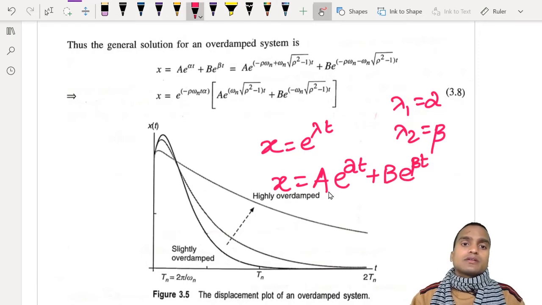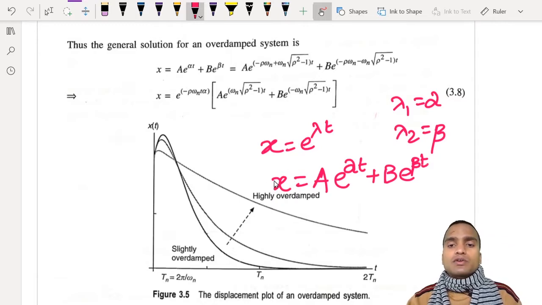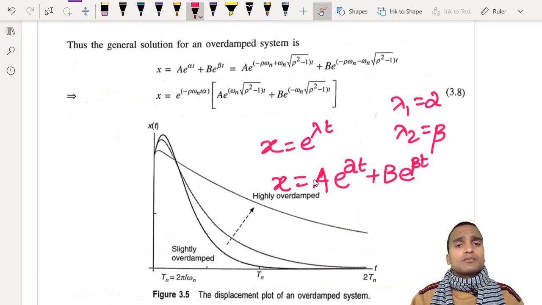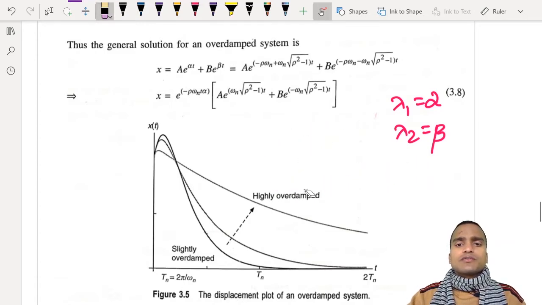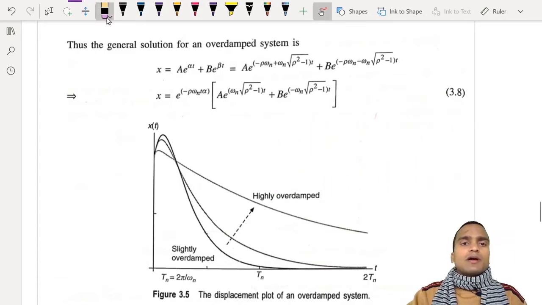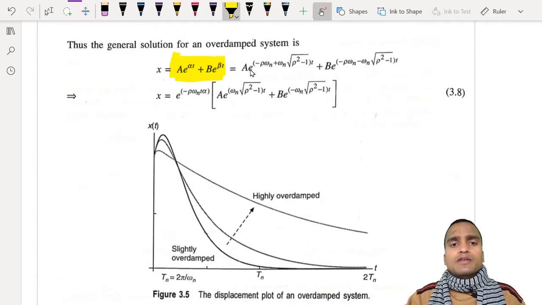Alright, just see this simple transformation, because we have incorporated both the roots, alpha and beta, as a general solution. The same thing is written here. Here x is equal to a e to the power alpha t plus b into e to the power beta t, and we have put the values of alpha and beta also here.